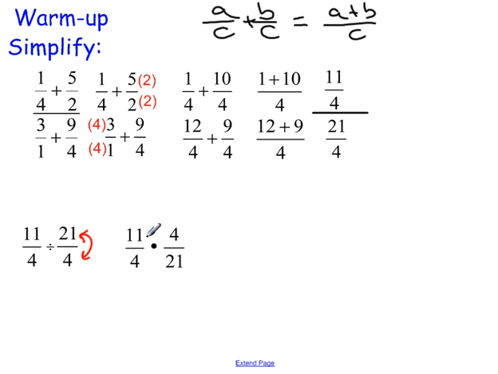So it's a multiplication problem now. Multiply across. You're going to get 44 over 21 times 4, which is 84. That could be reduced, and it reduces to 1/2. So the final answer is 1/2. And that was just the warm-up. I know, right? Sounds like a lot of work.